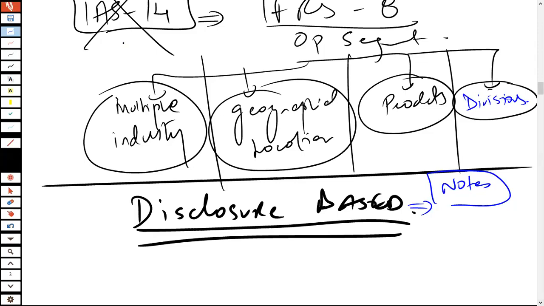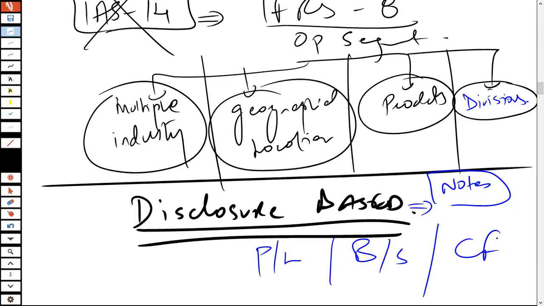Now, I repeat, when we talk about IFRS 8, IFRS 8 is only a disclosure-based accounting standard. And what exactly do you mean by that? This actually means that IFRS 8 only applies to the notes to the financial statements of the entity. So you don't have to apply IFRS 8 to the profit and loss account. You don't have to apply IFRS 8 to the balance sheet. You don't have to apply IFRS 8 to the cash flow. It's just the notes to the financial statements that you apply IFRS 8 to.